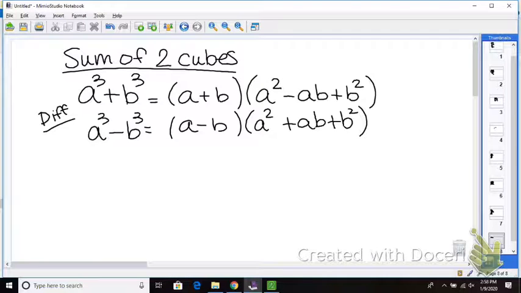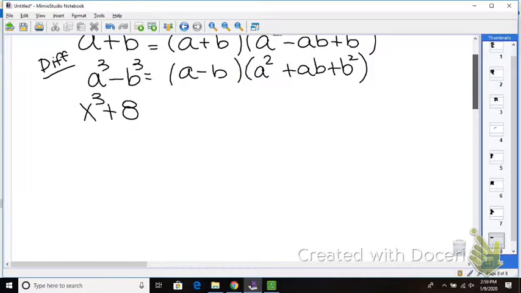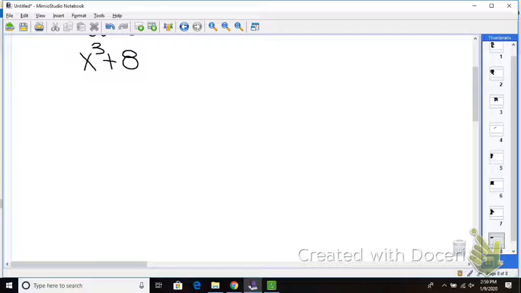But let's start with an easy one. We'll do a sum to start. So I'll start with x cubed plus 8. Let me pull this up. You guys have your notes in front of you. Actually, I'll just rewrite it.